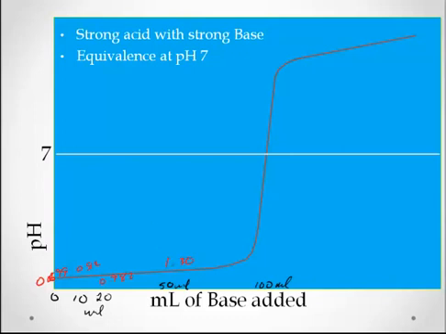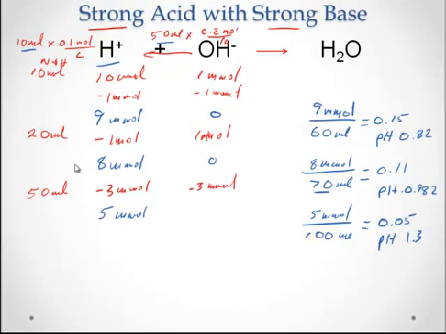And then now we're going to add 100. So I've dumped in 100 mils of base. Now, how many millimoles is that? Remember, we're going from 50. We've already dumped in 50. We're dumping in another 50. So I'm adding another 5, right? So minus 5 millimoles.